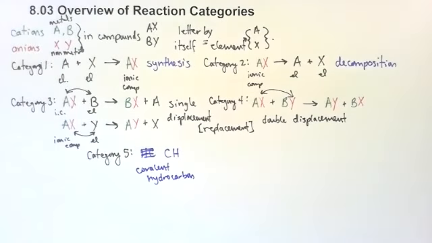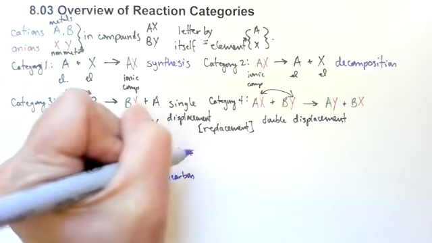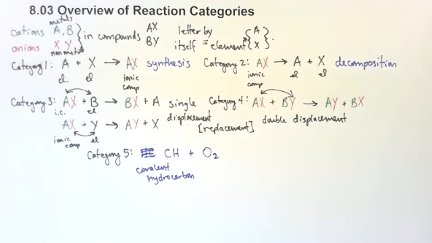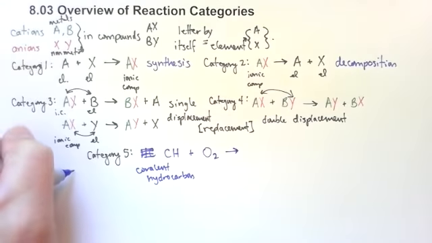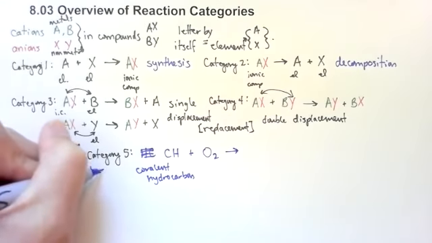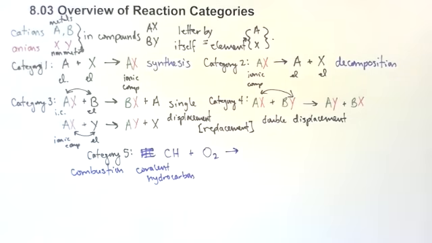What is a hydrocarbon? It means it has carbon and it has hydrogen. And we're going to combine that with oxygen. The category name here is combustion. So we're talking about basically burning something. Now we can have other things besides hydrocarbons that we can combust, but we're pretty much talking about hydrocarbons.